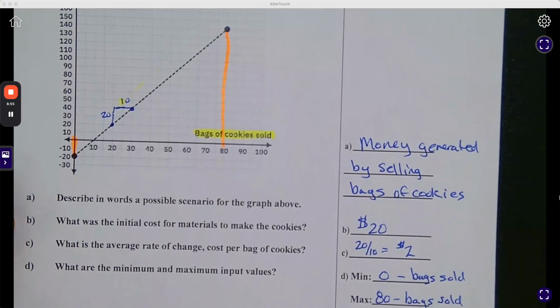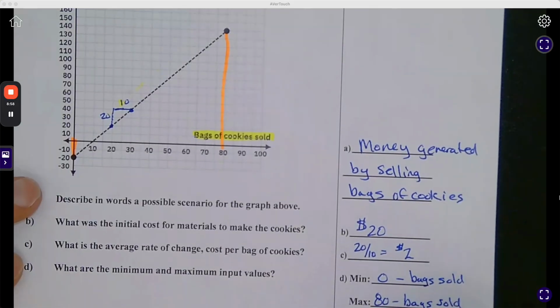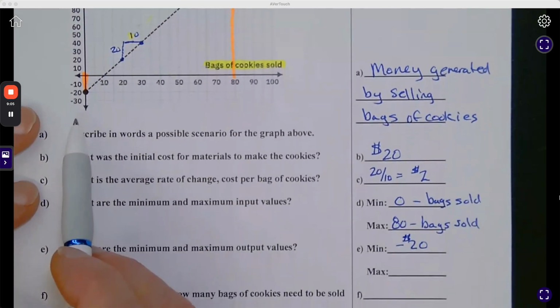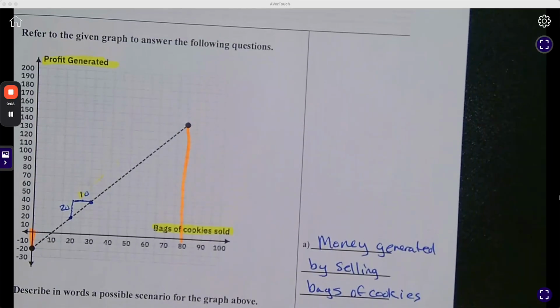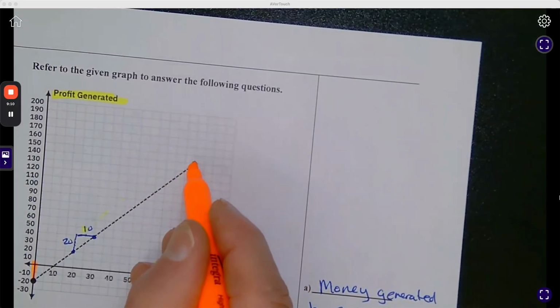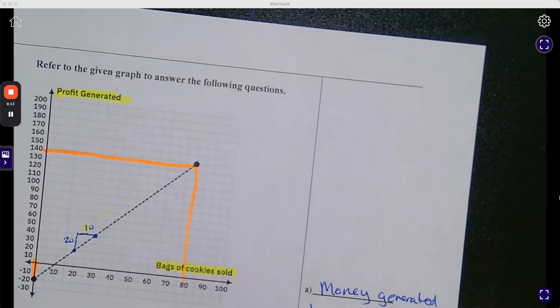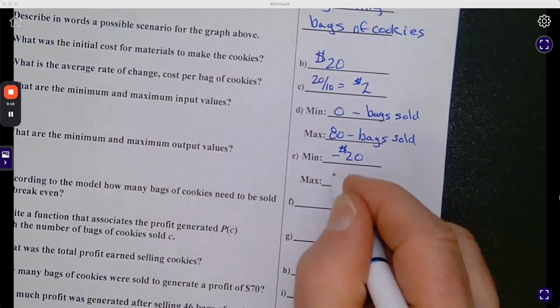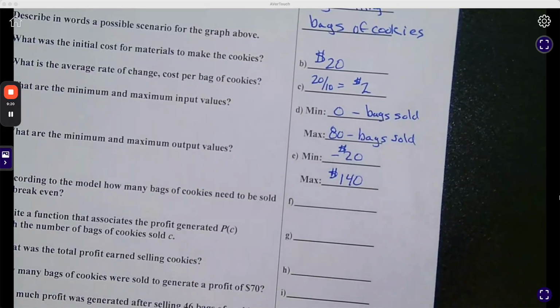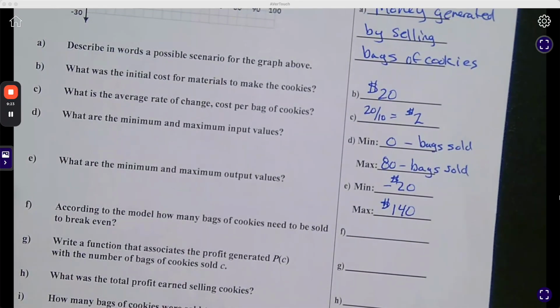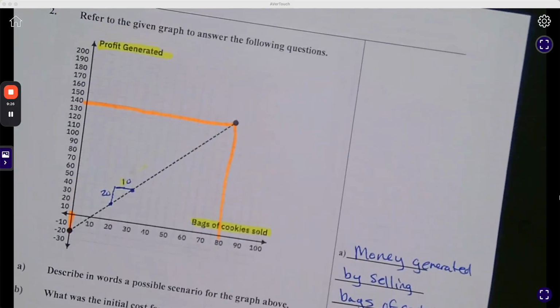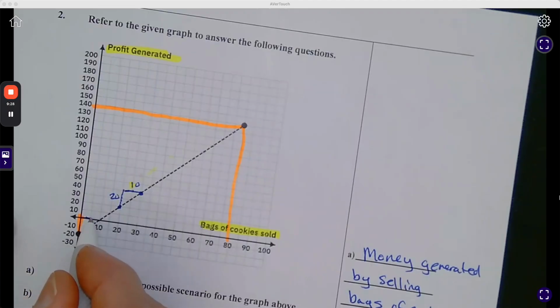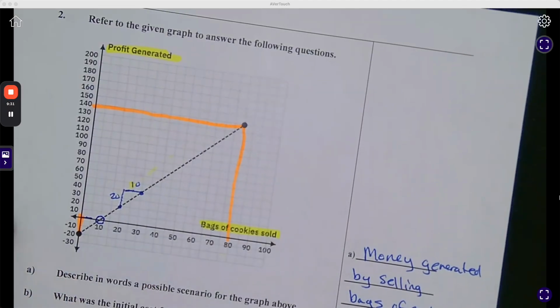All right, what are the minimum and maximum output? Well, we already knew that -$20 was the minimum Y, right? And the maximum Y is up here. We got to follow this maximum point over to the Y-axis. We made $140 off of selling some chocolate chip cookies. That is good stuff. All right. According to the model, how many bags of cookies need to be sold to break even? Well, break even means we are at 0. So we had to sell 10 bags.